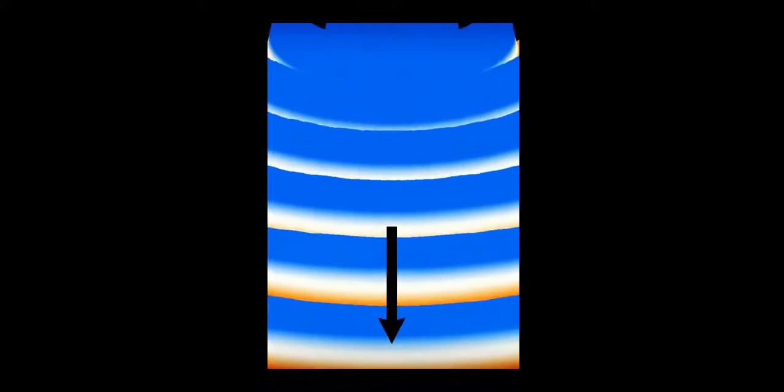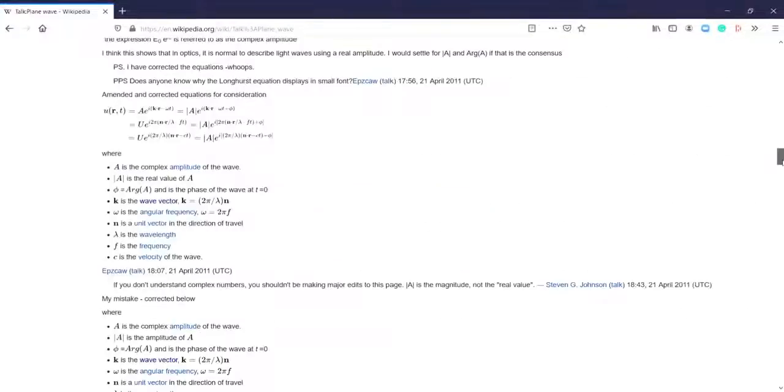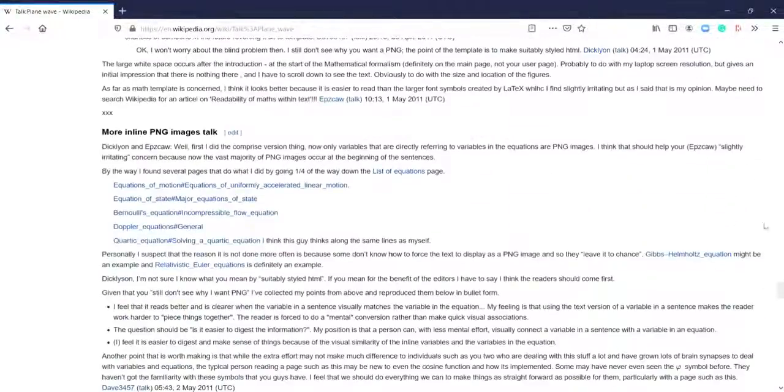If we consider a three-dimensional world, those lines are indeed planes that propagate in a certain direction, and for this reason they are called plane waves. Plane waves are very important in the description of a lot of electromagnetic phenomena.